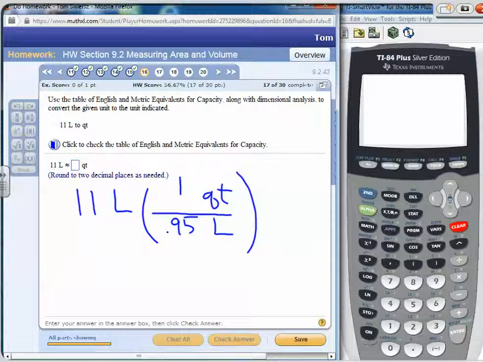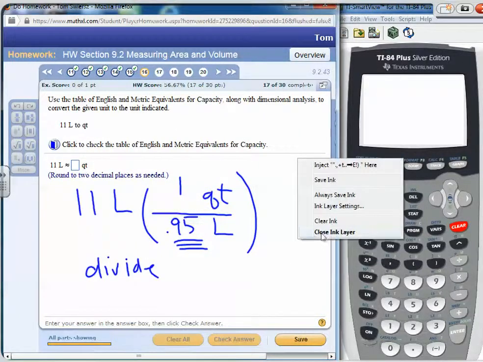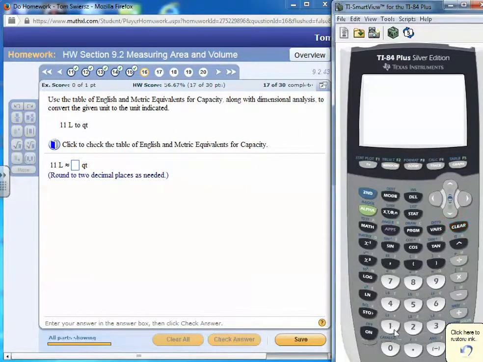Okay, so the 0.95 is in the denominator, so we're going to divide 11 by 0.95 to get our final answer. When the number that's not 1 is in the denominator, then we're going to divide. So we'll take the given amount, 11, and divide by 0.95, and that will give us the number of quarts.